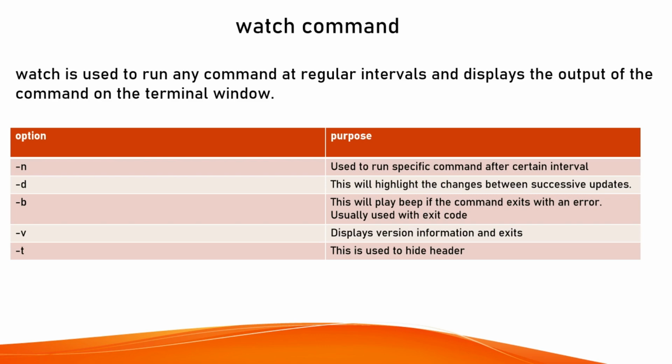Minus b will play a beep if the command exits with an error, and it's usually used with exit code 0. So in Linux, whenever you execute any command, its status would be 0 if it is a valid command. Okay, and if it's not a valid command, its exit code would be other than 0. It can be -1, -2, 1, up to 19, right? That's where we can use the minus b option to get a beep whenever a command exits with an error. So that's the use of this option. Minus v displays the version information. Minus t is to hide the header.